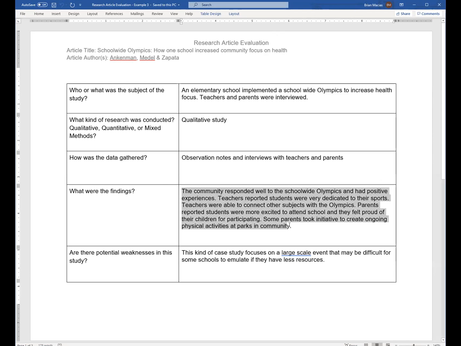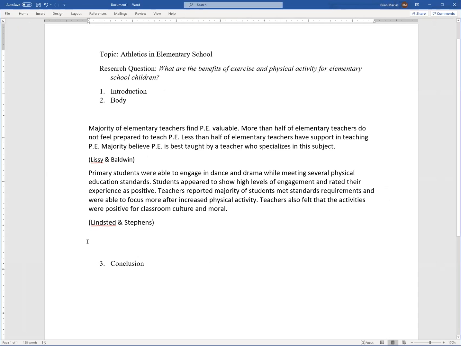So now that I see that this is also about athletics, it's not quite about PE. It's about maybe this extracurricular idea of doing an Olympics activity or some kind of special event, it sounds like. And so I'm going to take these findings and go back to my outline, and I'm going to do that same thing. I'm going to paste them in there.